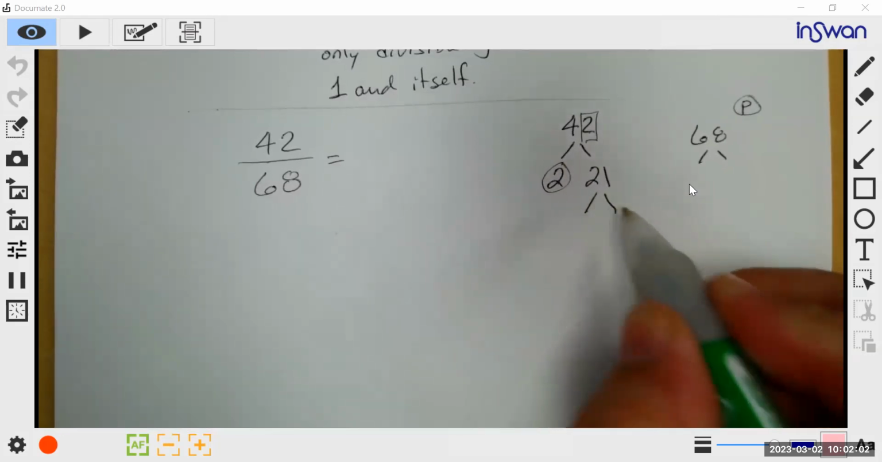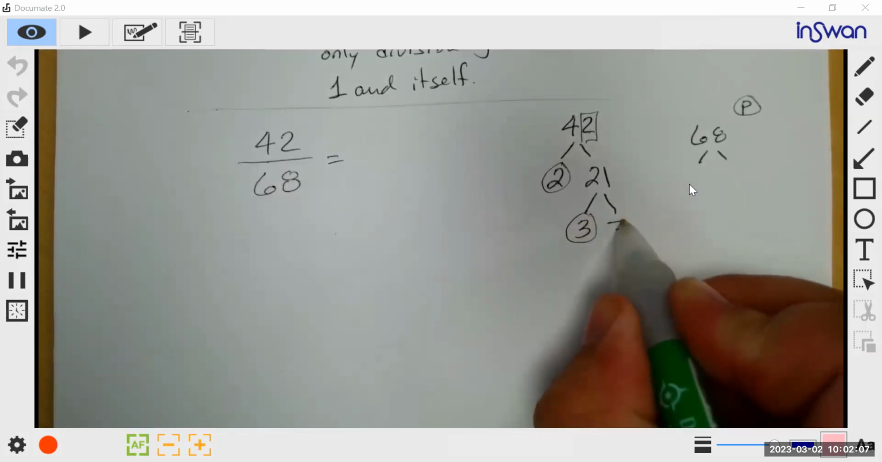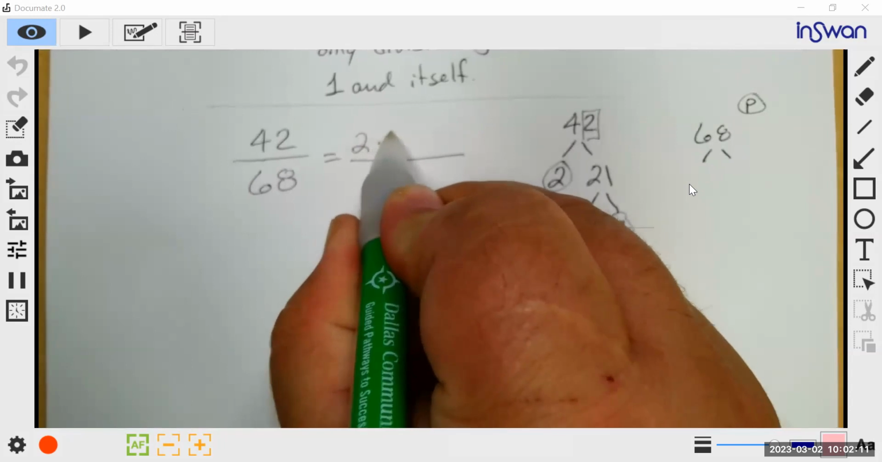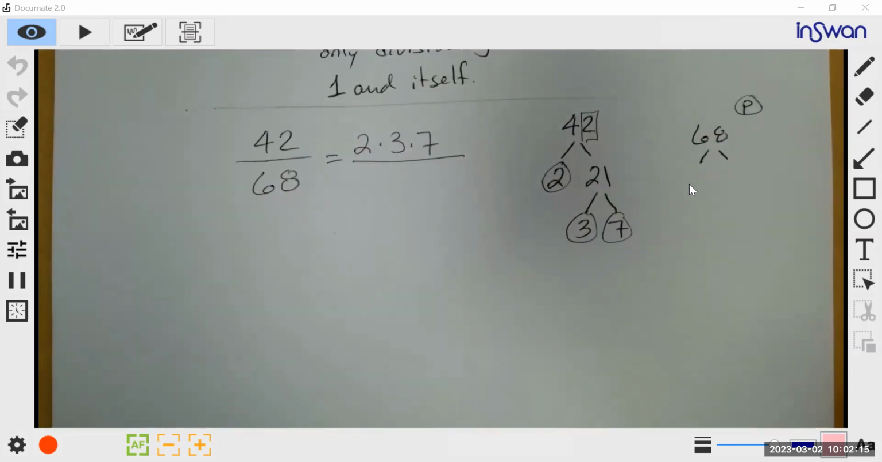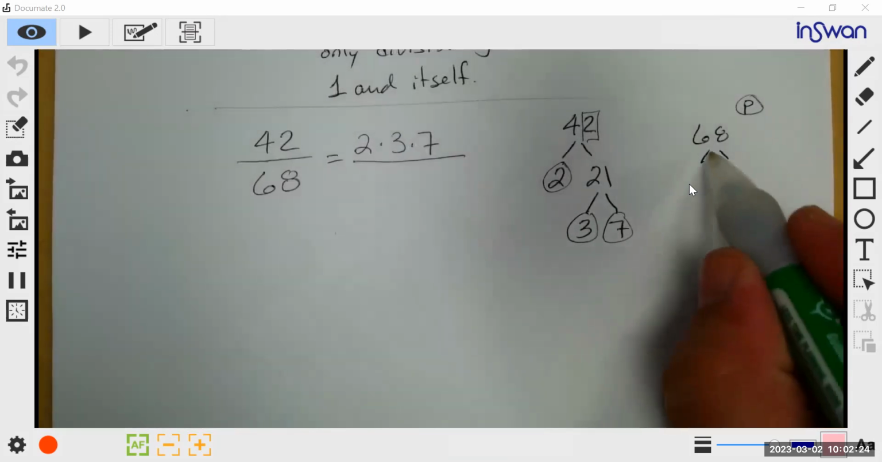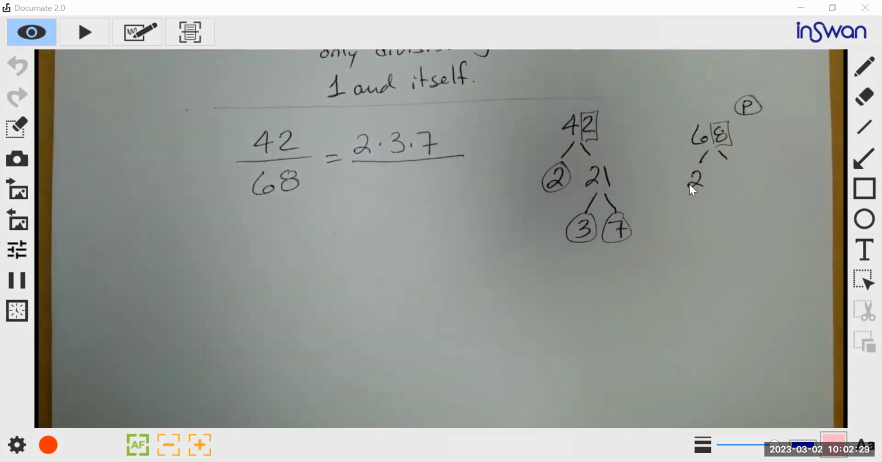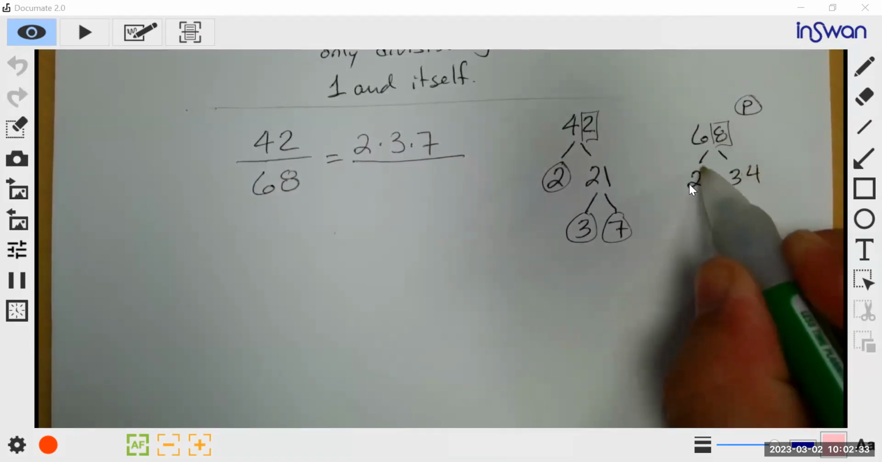How about 21? Very good. 3 is a prime number. 7 is a prime number. So 42 is made up of 2 times 3 times 7. 68. We know 2 goes in there because it ends in an even integer. 2 goes into 6 3 times. 2 goes into 8 4 times.